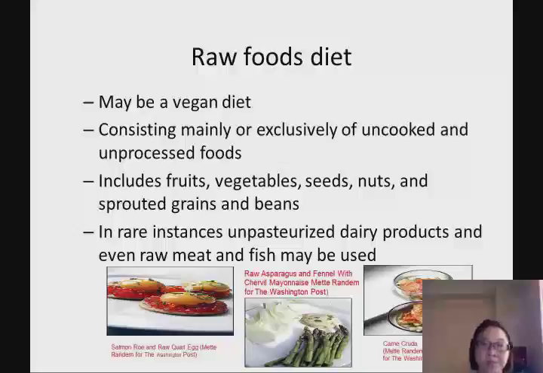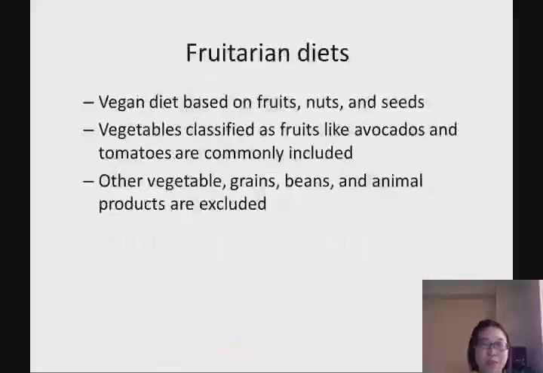So that's why I really don't promote this diet. Okay, so what are raw food diets? They mainly consume both uncooked and unprocessed foods, like fruit, vegetables, seeds, nuts, and sprouted grains and beans. Unpasteurized dairy products, raw meat, and raw fish may also be used. So this is not a vegetarian diet.